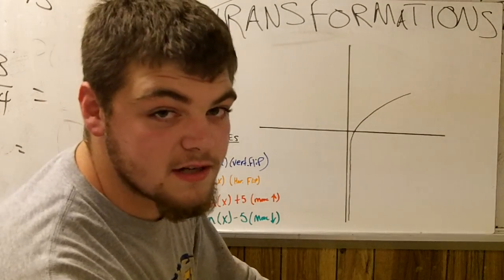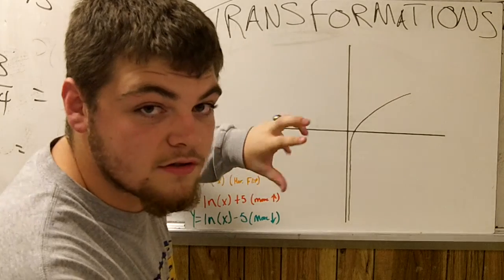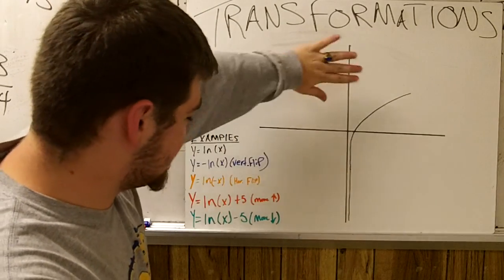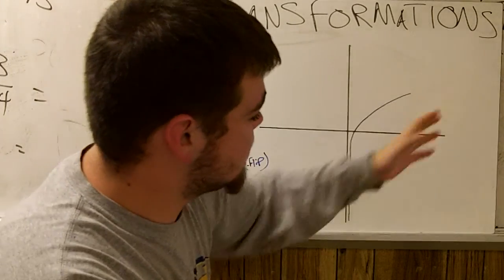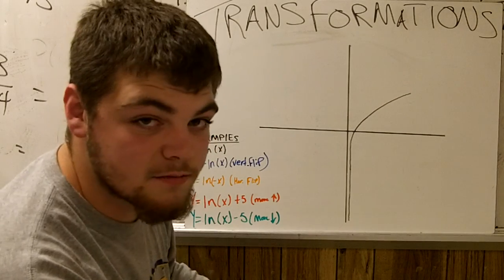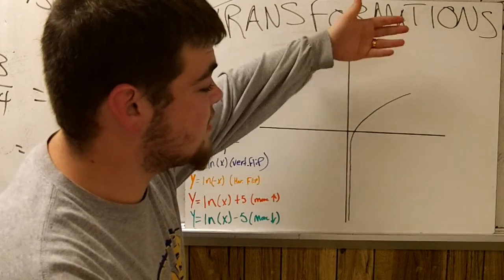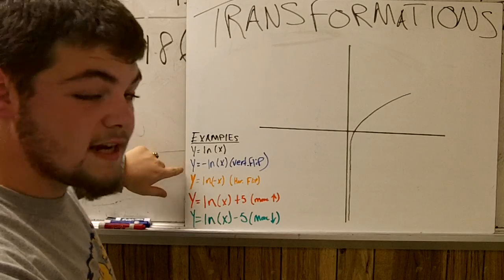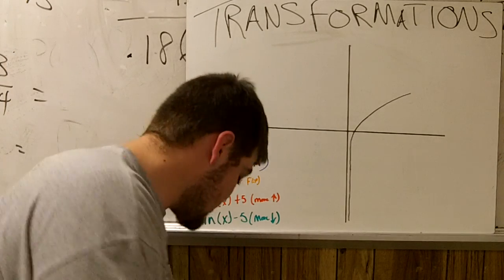Transformations. A transformation is changing the natural log or toolkit function. As you can see, this is the natural toolkit function, ln of x. It just comes up, and this is the normal one. In order to change a toolkit function, you have to add or subtract or multiply things. If I wanted to flip this vertically, I can put a negative sign in front of the natural log sign, like so.